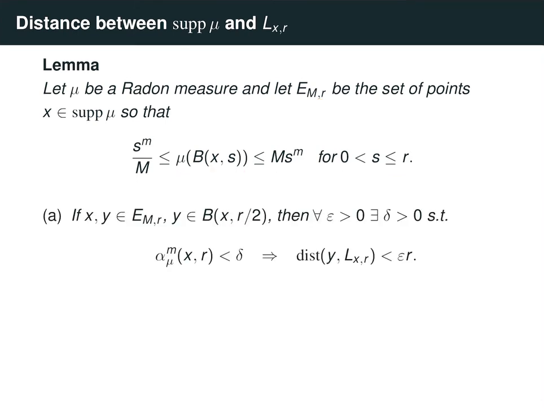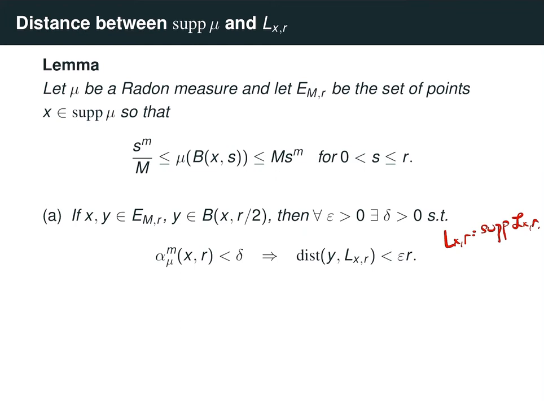So the first property that we'll cover says that if x and y are points in E_{m,r}, and y is close to x in the sense that it's contained inside the ball centered at x of radius r over 2, then for any epsilon, there exists a delta so that if the alpha number inside the ball centered at x of radius r is less than delta, that implies that the distance between y and L_{x,r} is less than epsilon r, where recall that L_{x,r} is equal to the support of the best approximating affine measure.